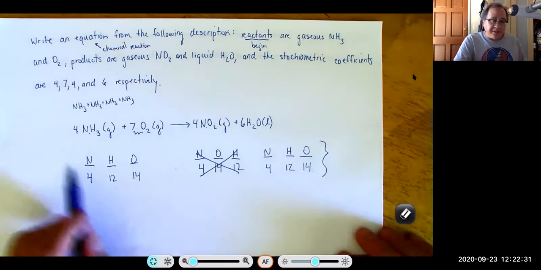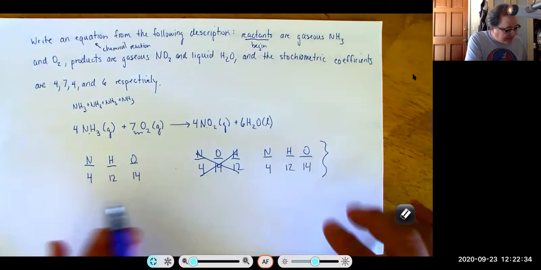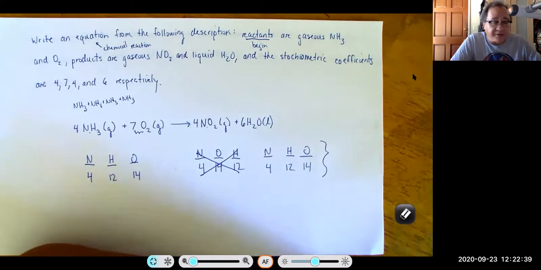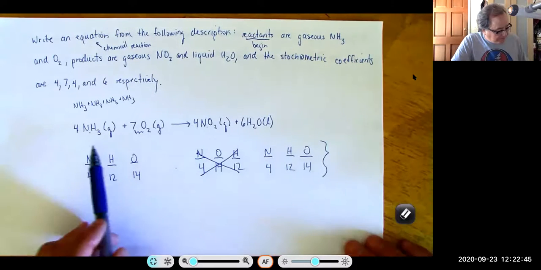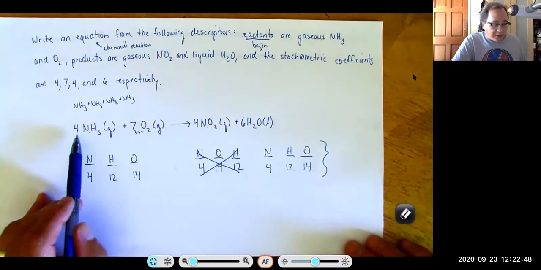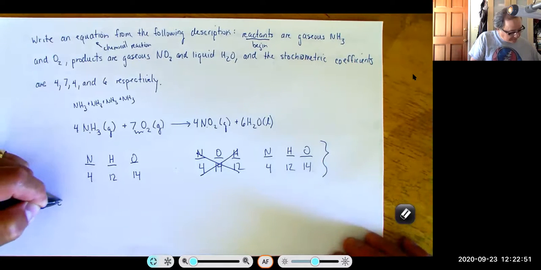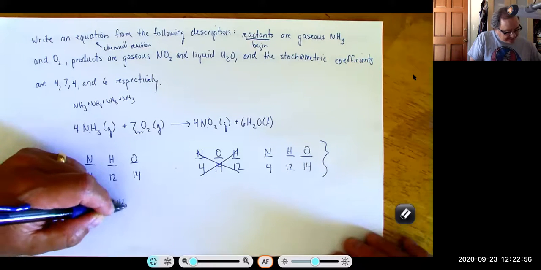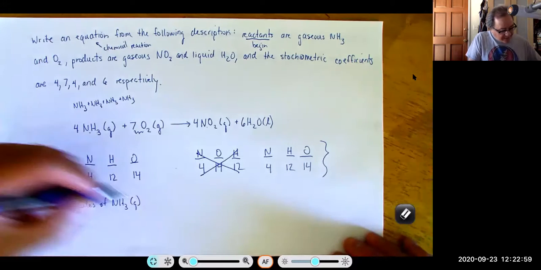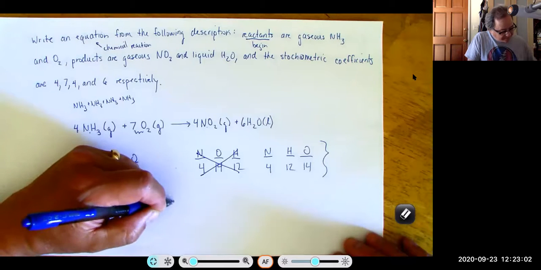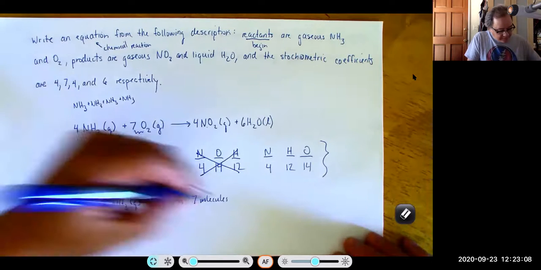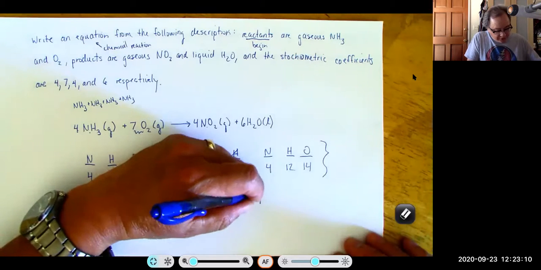So what is the interpretation of this? Well, in this particular case, each one of these is a molecule. The reason I say it's a molecule instead of an ionic compound is because they're made out of non-metal elements. So each of these is a molecule. We would say 4 molecules of NH3 gas react with 7 molecules of O2 gas to produce.